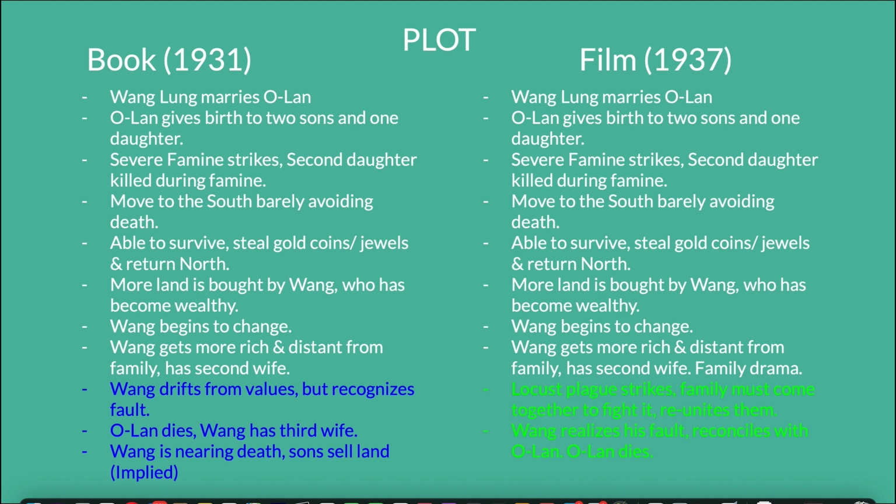In the book, it's a bit more dark. Wang continues to drift from his values, but recognizes that he is doing so. As Olan dies, Wang adopts a third wife. He continues to grow older. There continues to be more family drama and infighting. Until ultimately Wang is nearing his death, and against his wishes, the sons, as it is implied in the ending, decide to sell the land, thus finally separating the good earth from the family in the story.